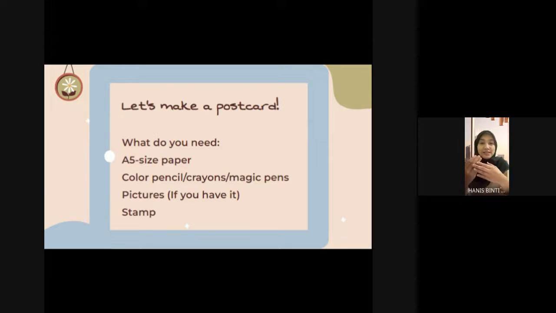So these are the things that are needed to make a postcard. The first one is an A5 size paper, color pencils or crayons, or also magic pens, and pictures if they have them. If you tell them earlier, they could prepare some pictures of their holiday, or you can just ask them to draw. It would be more creative for them. And then a stamp, because the student can post it out at the post office.